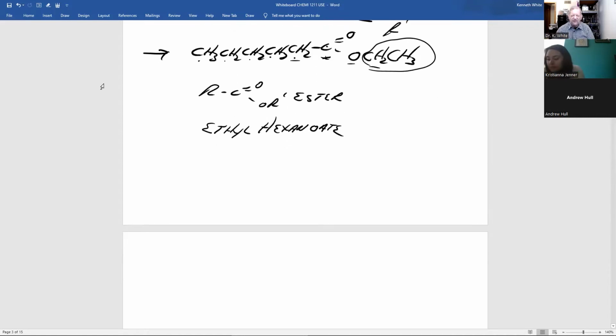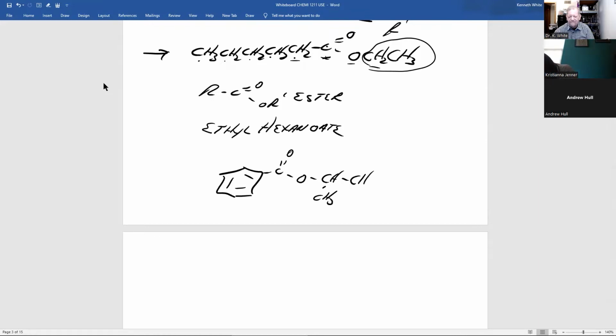Oh, this is fun. We got to do another one. And here's another one for you to do. Notice R is a benzene ring, so you've got to use the IUPAC method. Give the IUPAC name for the following.